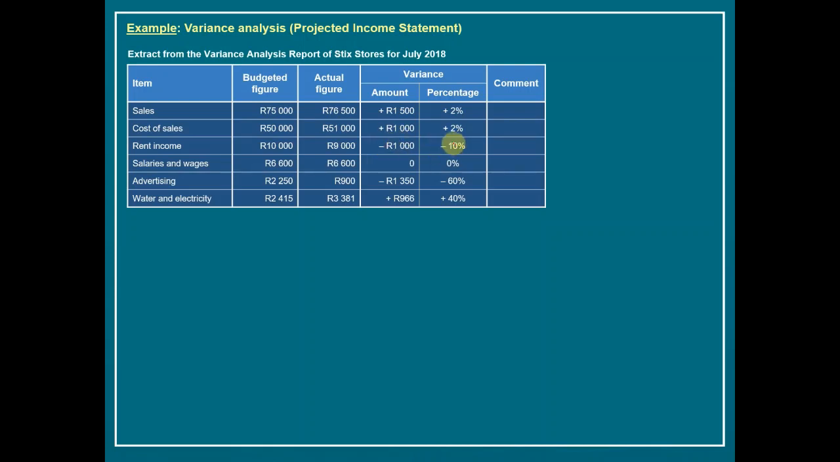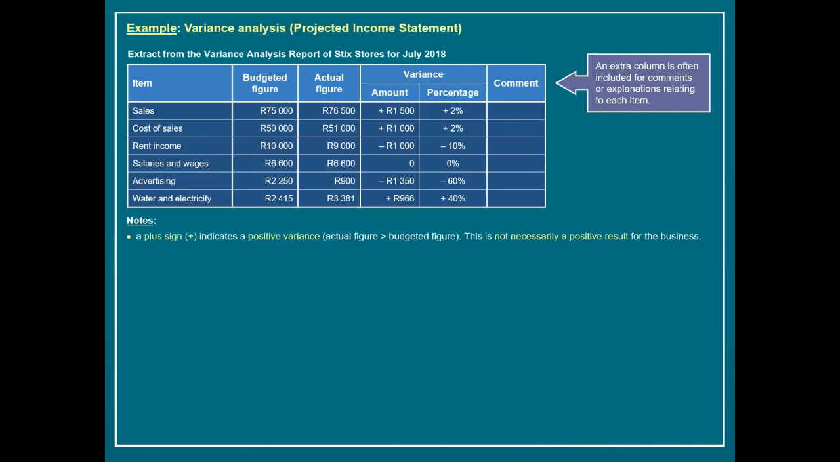We can then also calculate the percentage. So we take the variance and divide it by the budgeted figure and multiply by 100 over 1. So 1,000 divided by 10,000 times 100 will give 10%. And since this is a negative, it will be a negative percentage. An extra column is often included for comments or explanations relating to each item.